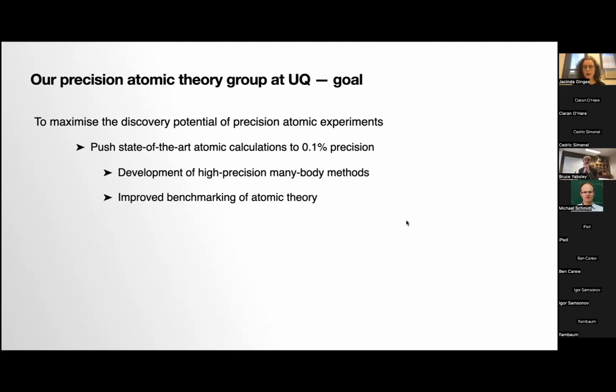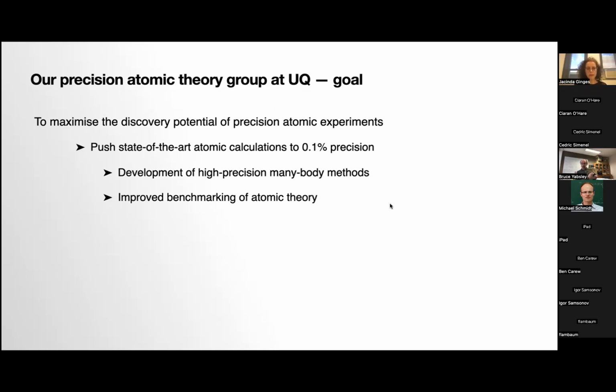the development of high precision many-body methods, which needs to be done together with improving the benchmarking of atomic theory. So just to be clear, what we want to do is push the state-of-the-art atomic calculations to the level of 0.1% precision, so that we can make significant improvements to the theory and stimulate new experiments, so that atomic parity violation measurements continue. Unless the theory is improving, there's no point for experiments to continue.